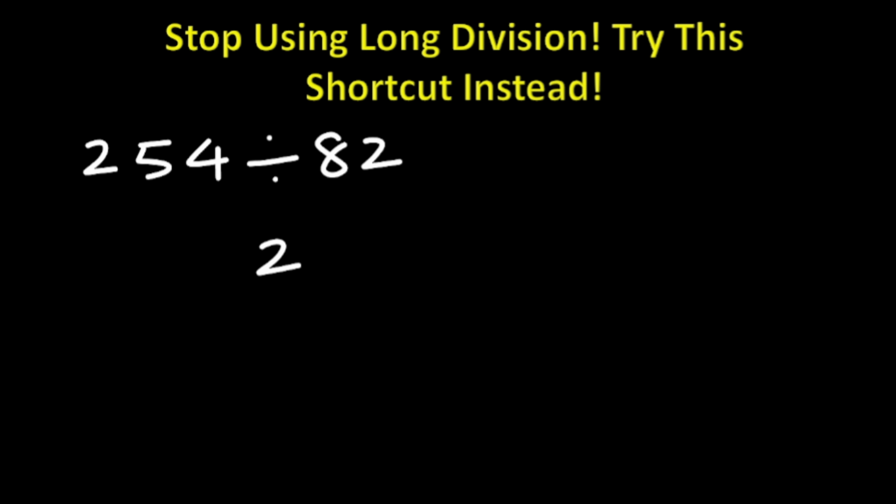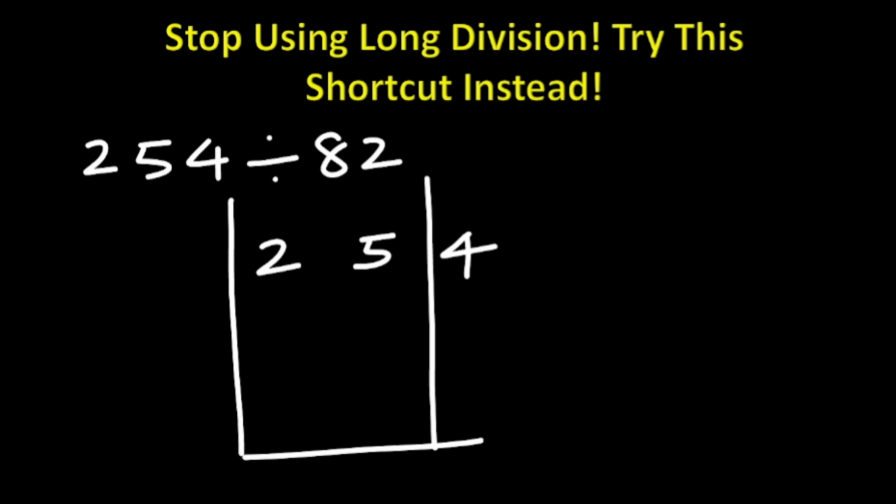You write 2, 5, 4, and then you draw a vertical line separating the right side digit from the left side ones. And then you draw another line like this, and then you just draw this. And now you know we are dividing 254 by 82. So you write 8 first. 8 should be the bigger digit, and then 2 should be the smaller digit.